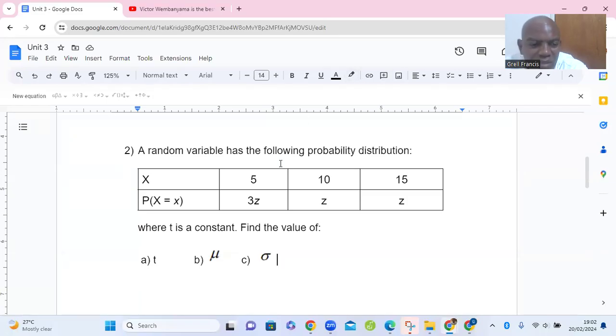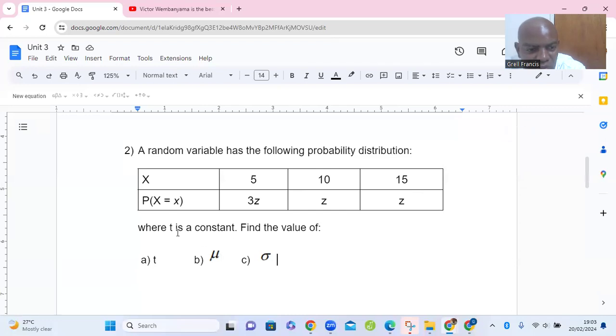This question is number 2 in assignment 3 in unit 3 for Math 1 to 2. That's on discrete probability distribution. Here it says a random variable has the following probability distribution: x is 5, 10, and 15. The probability of 5 is 3z. The probability that x is equal to 10 is z. And the probability that x is equal to 15 is z.